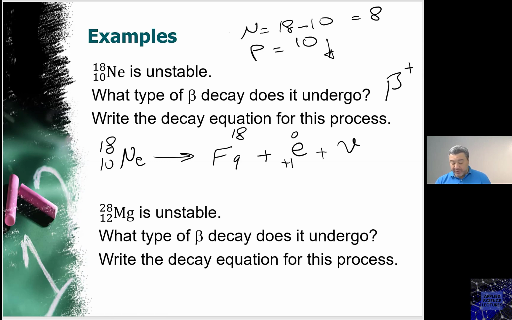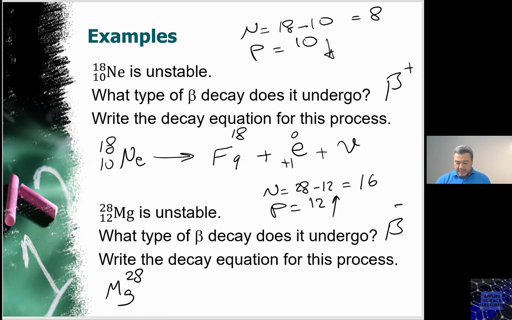Mg-28 with Z of 12 is unstable. What type of beta decay does it undergo? Here I have N equals 28 minus 12 equals 16, and I have protons as 12. In this case, I need a beta decay that will result in an increase in the Z number, which means beta minus. So the equation for this is going to be Mg-28 with Z of 12 resulting in Al-28. The number here will be 13, plus the electron plus the antineutrino.